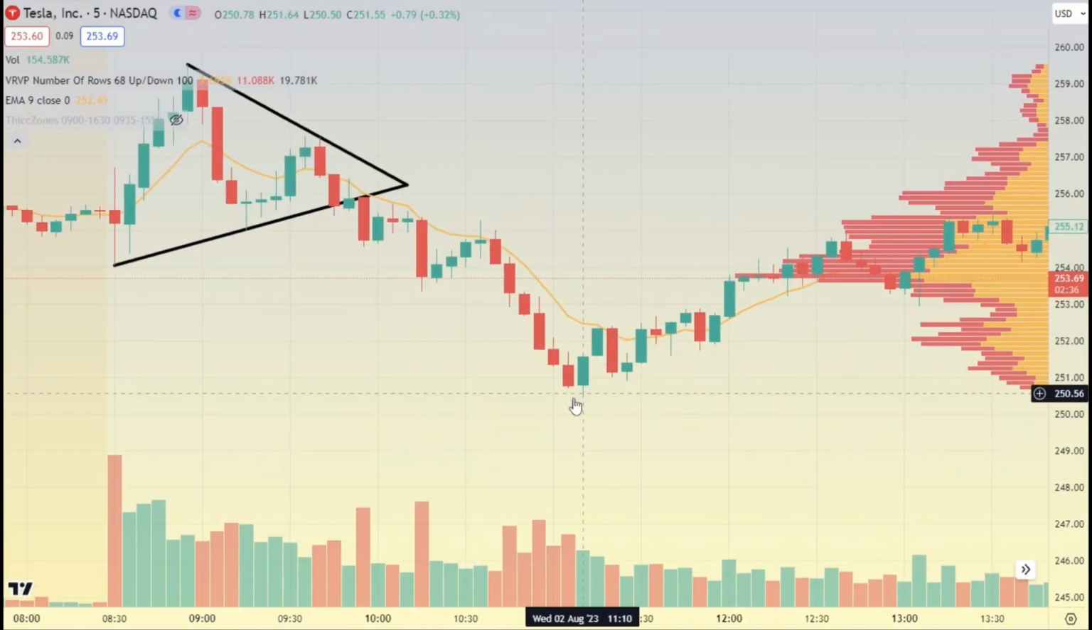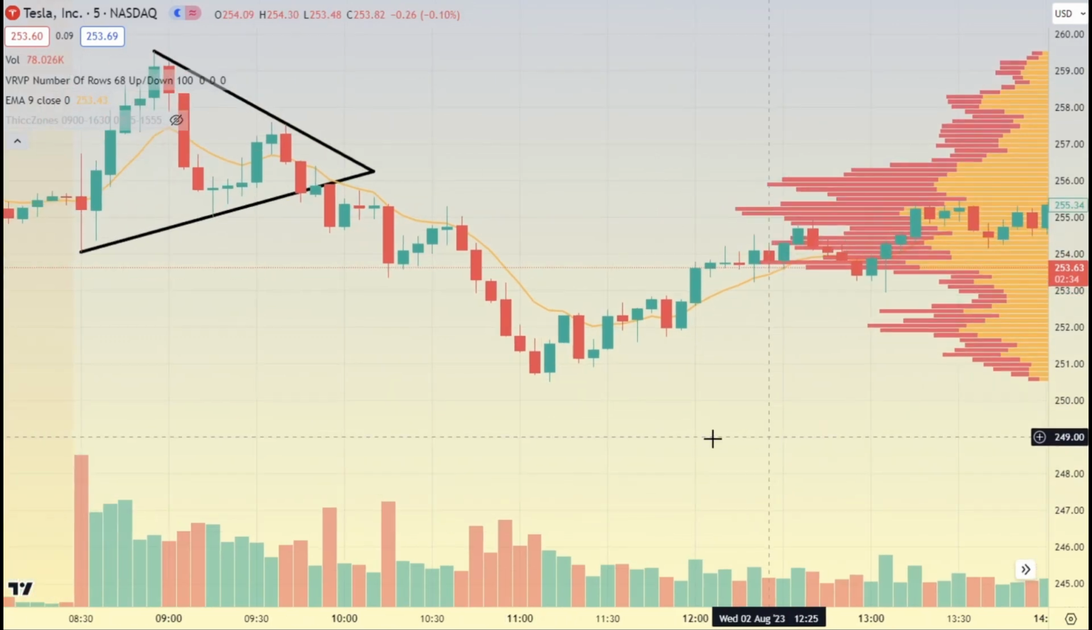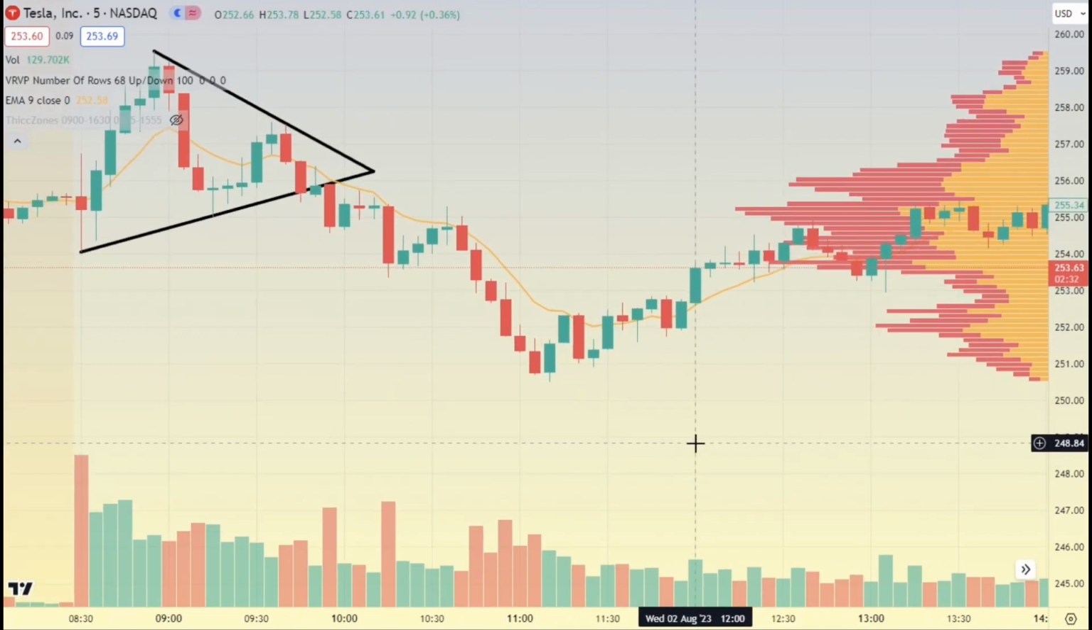We get some sideways chop and then some slightly uptrend action, but the volume is key there. So the volume surges, the volume pauses, and then the return and the re-volume surges.